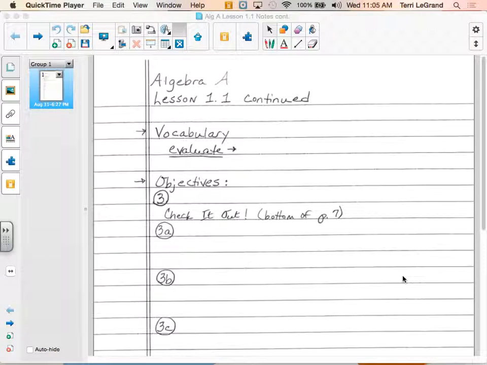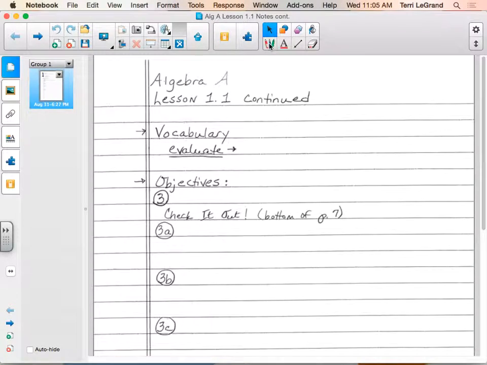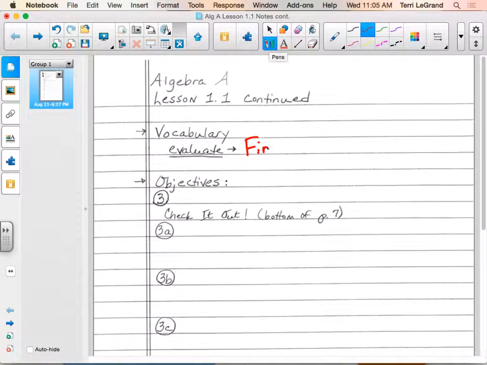Did you find a definition for evaluate? What do you think evaluate means? Go ahead, Monte. So find the value of an expression. Yeah, find the value of an expression. If they tell you to evaluate, they want you to find the value of an expression.